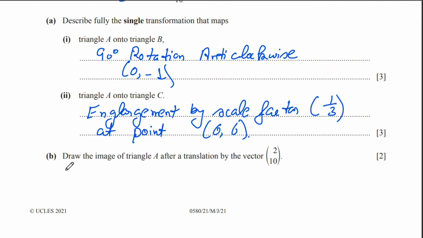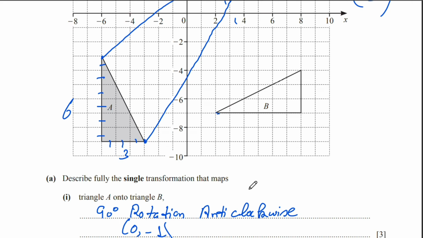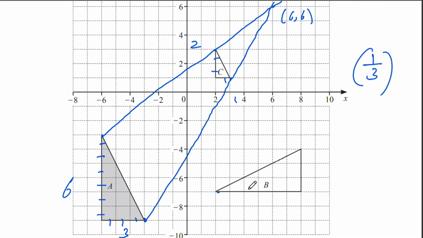Now B, draw the image of triangle A by the translation vector (2, 10). So basically you just have to translate it. The size of the triangle will remain the same. 2 represents x, 10 represents y. So 2 units right and 10 units up. We take this edge of the triangle, 2 units right and then 10 units up. Counting 1, 2, 3, 4, 5, 6, 7, 8, 9, 10. So you reach this point.